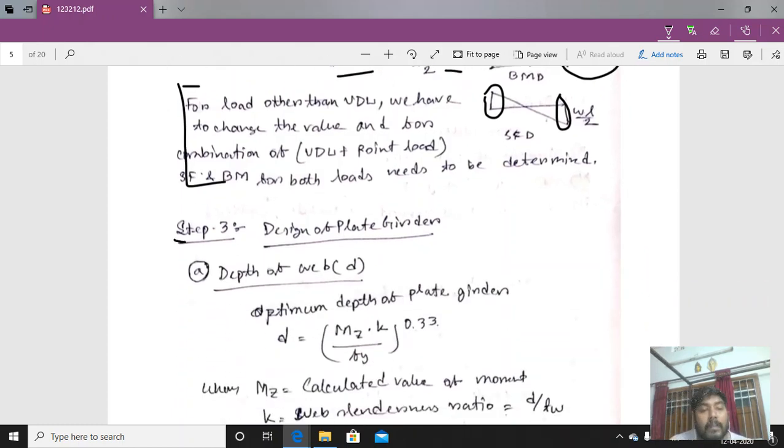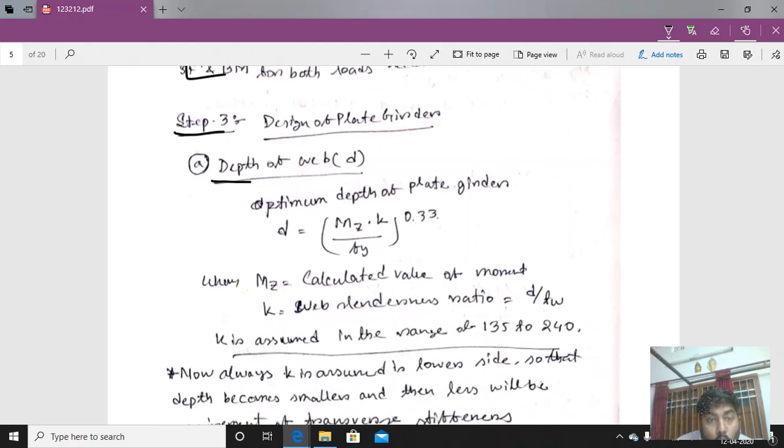Now coming to step number 3, that is the design of the plate girder. Design of the plate girder means we have to determine the area of the web and the area of the flange. We do not know that, so you have to determine it. The first is the depth of the web, D. So this is the flange, this is the web.